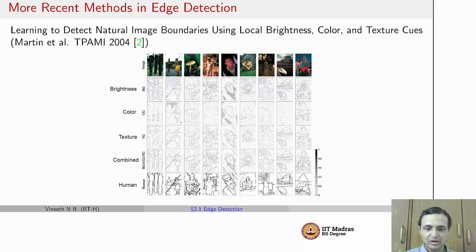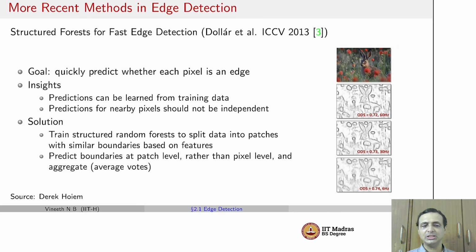So these are a bunch of different images. If you only used brightness to detect edges, this is how the edges look. If you only used color to detect the edges, this is how it looks. If you only used texture to detect the edges, this is how it looks. Now if you combine all of them, they actually find that you end up getting stronger edges. This was one method that was proposed beyond the Canny style of edge detection.